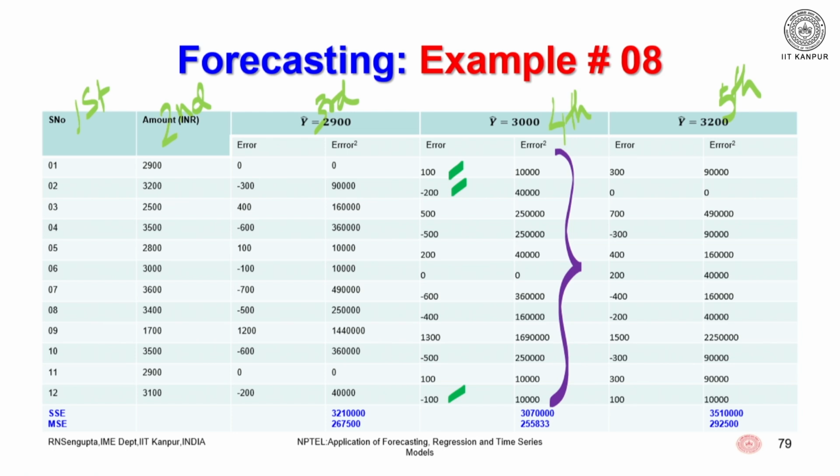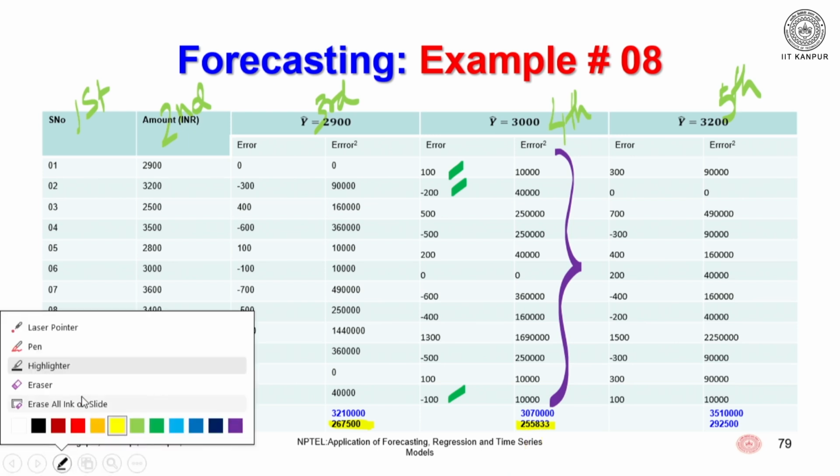Sum of the squared errors is basically addition, and mean square is basically dividing by the number of readings, which is 12 here. Now, what is important is I'll mention it. The mean square error for y hat 2900 comes as 267500. For the value of y hat equal to 3000, the mean square error comes out to be 255833.